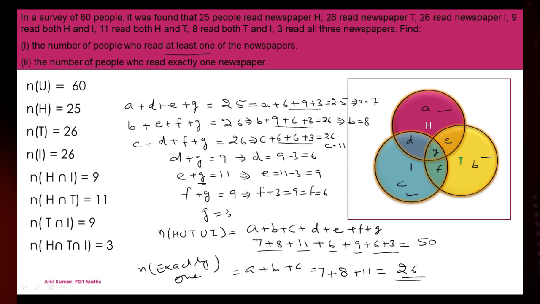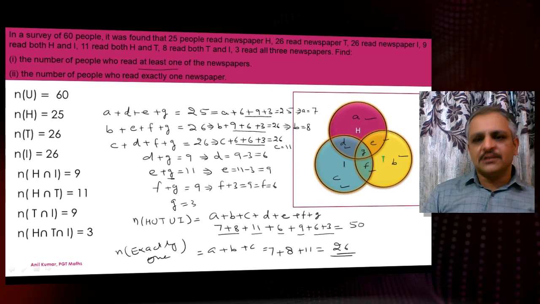So we can answer so many other questions also. How many read exactly two? We will do D plus E plus F. Similarly, all the questions can be answered in this way. That means if we use the Venn diagram and this concept of disjoint sets, we can answer all the questions.